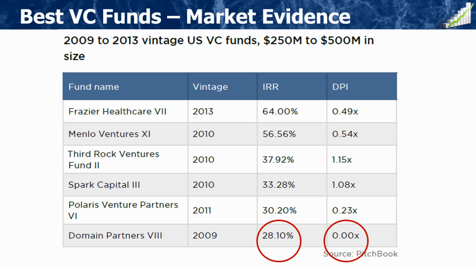In the last case, with Domain Partners 8, you are still fully invested. Yes, your IRR calculation is high enough, but it's all unrealized, so you still bear the risks. It doesn't mean the fund is bad, but just for you to know and understand. You might have similar IRRs, but it's all about whether you have realized them, or the manager has realized them for you, or not.